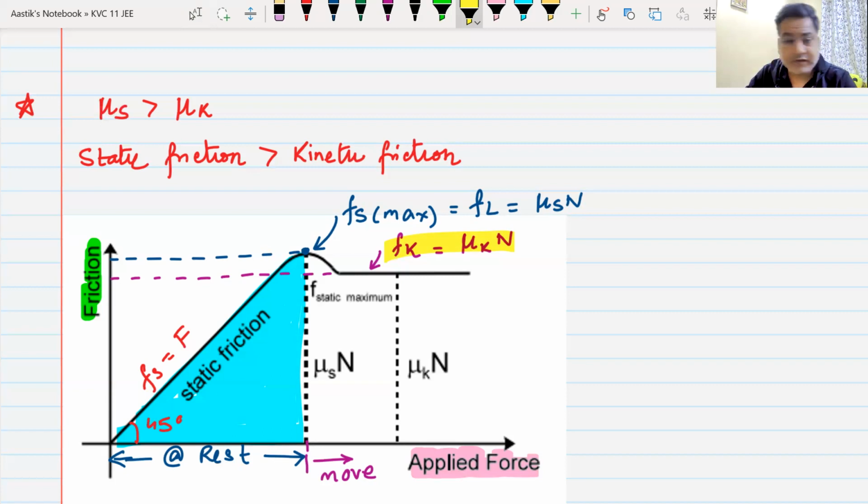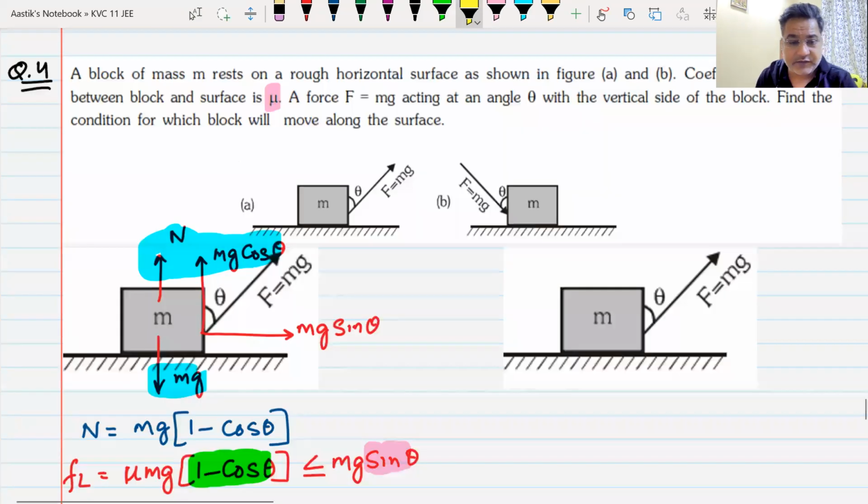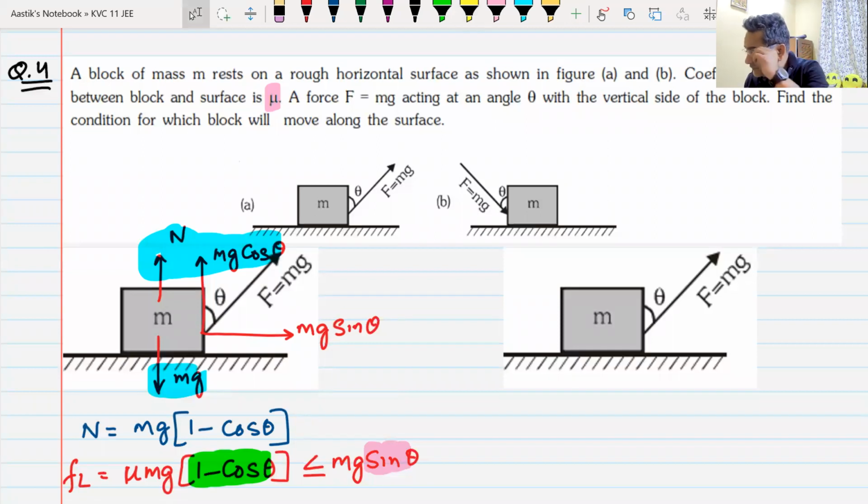Then we had seen this particular question where we had to find out the condition for which the block will move along the surface. I had shown you the condition where the block was pulled, and under what condition the block will move. This is exactly the same question that came in last year's paper. And then I asked you to solve the question when the block was not pulled but pushed.